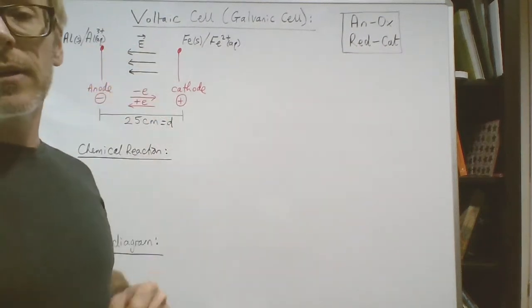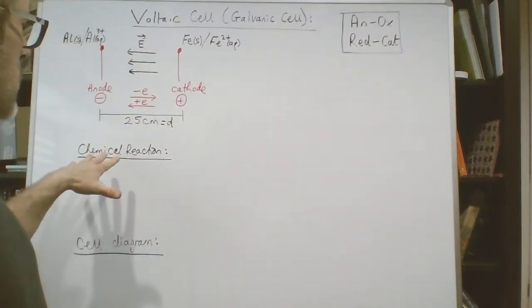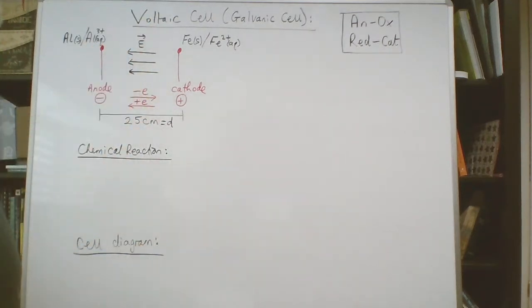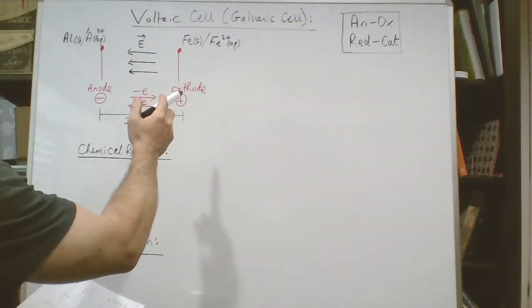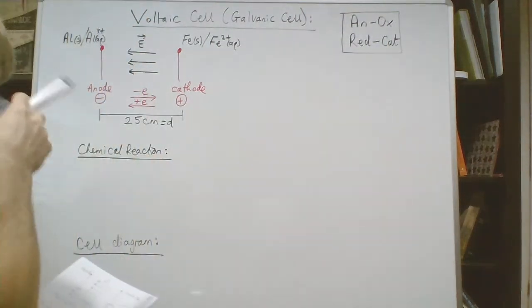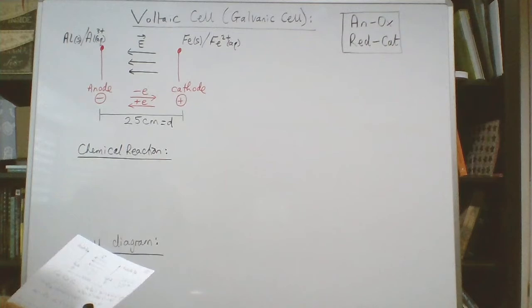So in concluding this diagram, let's stop and look at the chemical reaction that's happening in this diagram, and then we'll actually write a cell diagram that's a useful abbreviation of these more long-winded diagrams. So I know I've got oxidation at the anode and reduction at the cathode from my abbreviation up here. So let's look at what I have.